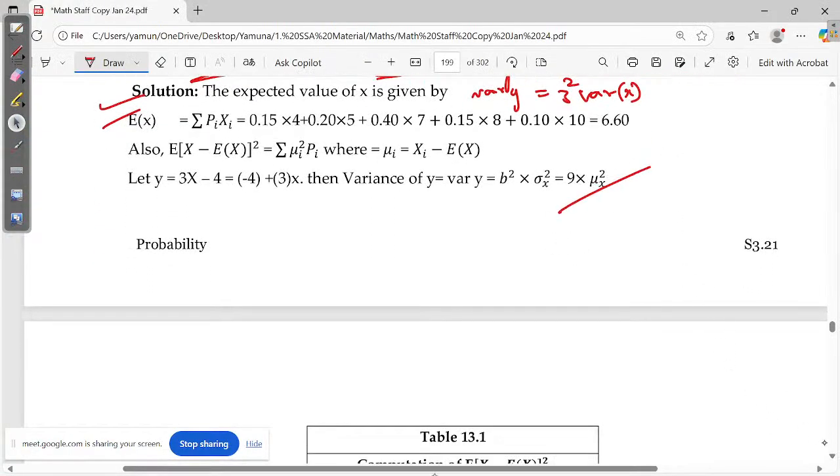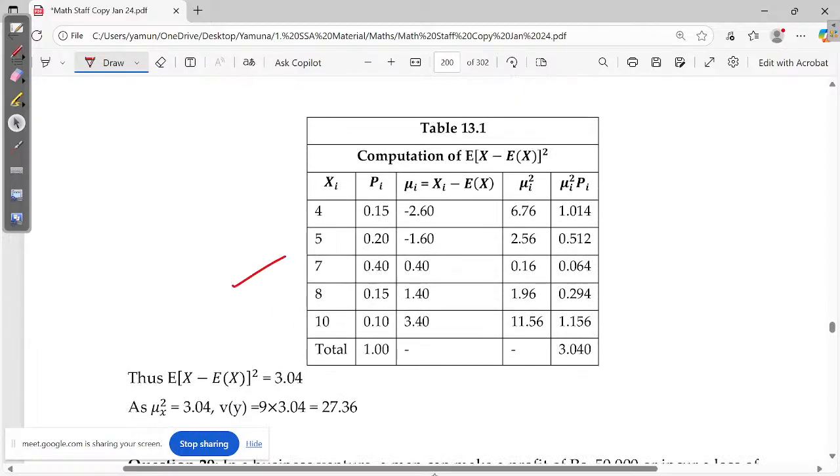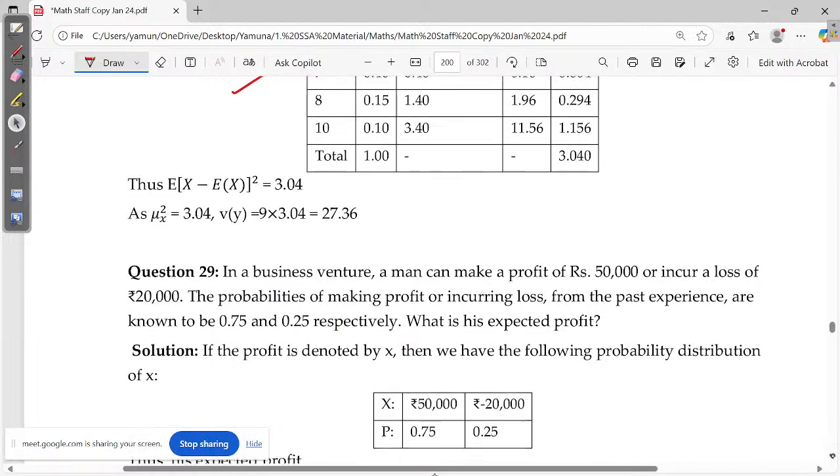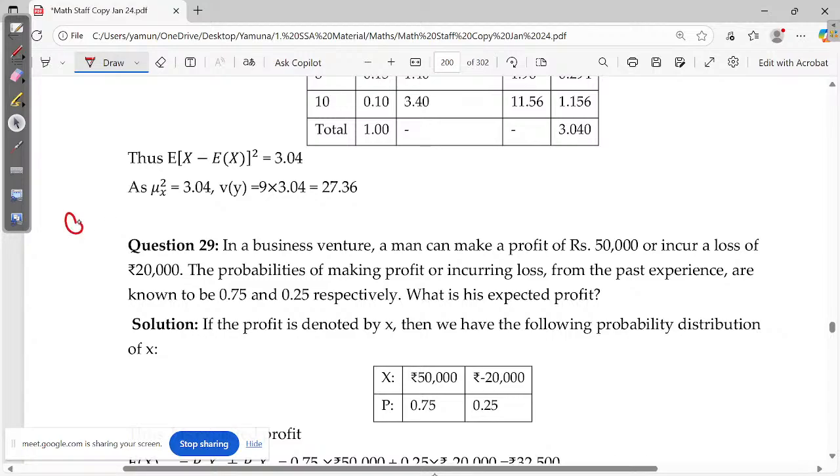So you can try this one. We have this table over here, the working table. Can you try this one? Question number 27 and 28, please.